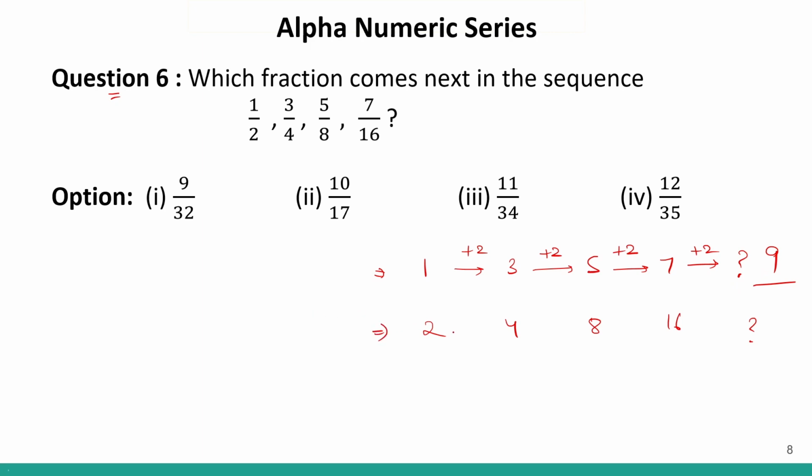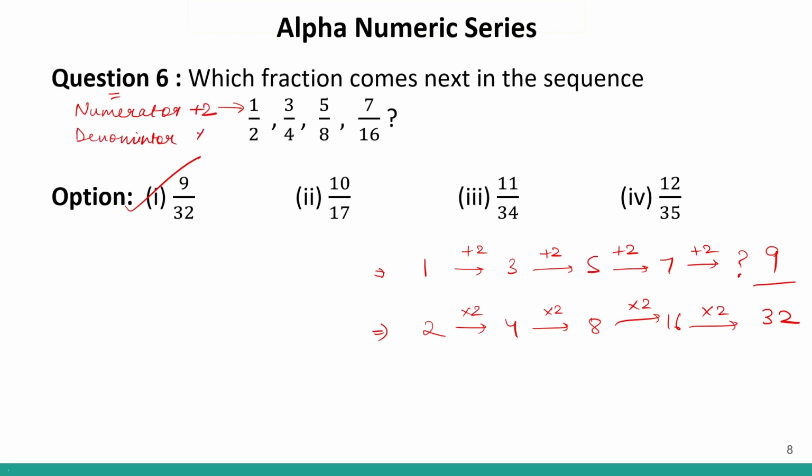Second, if I see 2 into 4, this is multiplication of 2. This is also multiplication of 2. This is also multiplication of 2. So, the next will also be multiplication of 2. We will get 32. So, the next fraction will be 9 divided by 32, which is given in option number 1. So, option number 1 will be your answer. Basically, the numerator is being added by 2 and the denominator is being multiplied by 2.